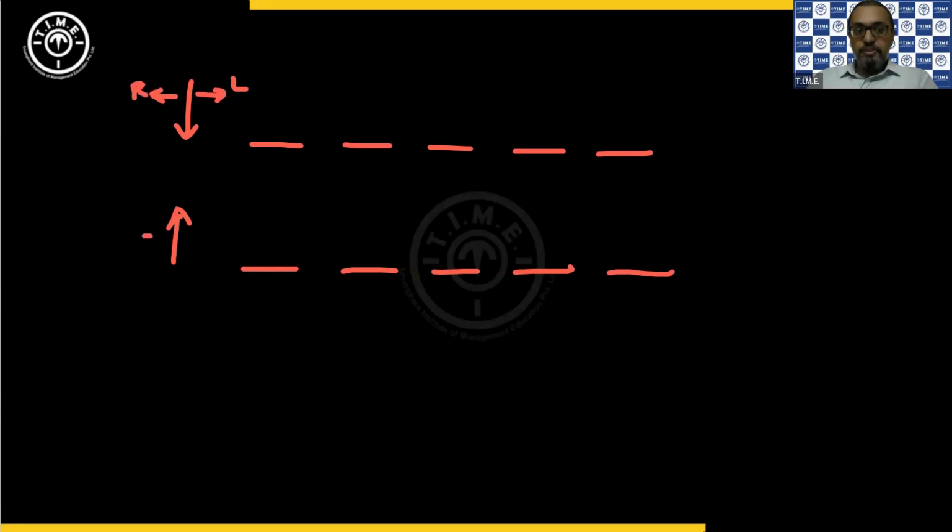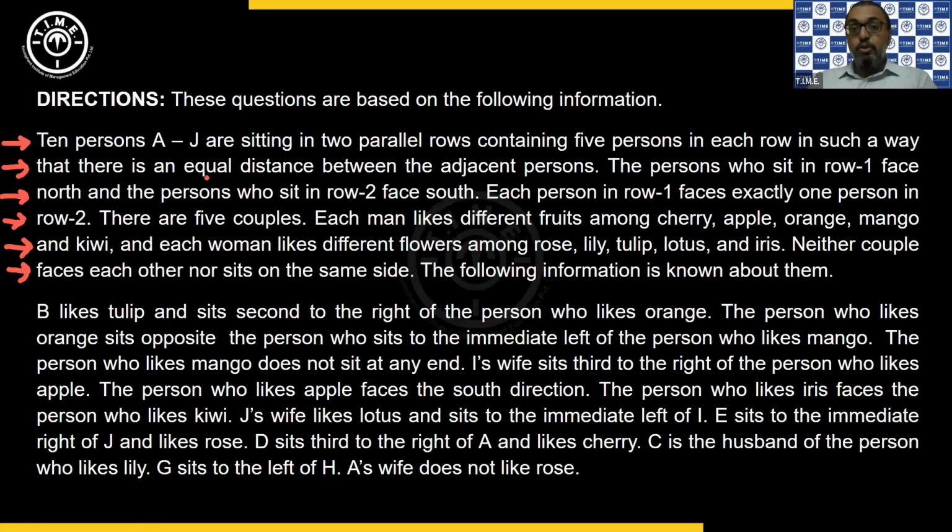So each person faces 1 person from the other row. For south facing, our left is the right, our right is the left. For north facing, our left is the left, our right is the right. Now he simply says A to J, but who is in which row is not given. We need to analyze that based on the conditions.